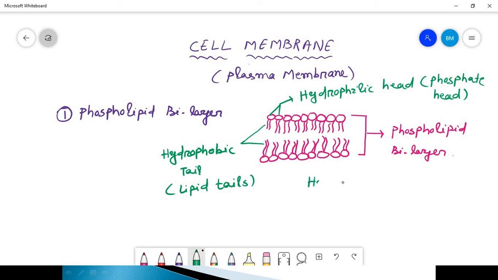Hydrophilic means water loving. Hydro means water, and philic means loving. This side loves water. That's why the heads are always facing outward, toward the aqueous or water solution.